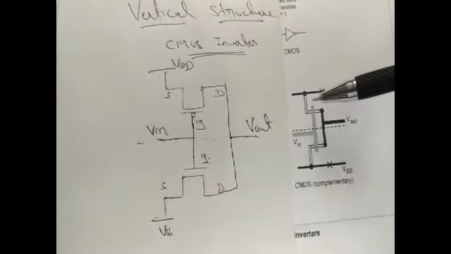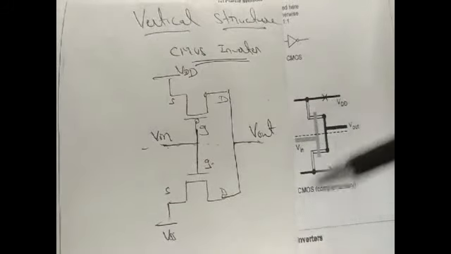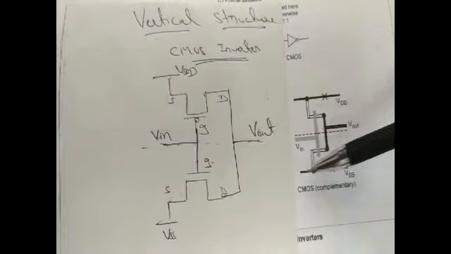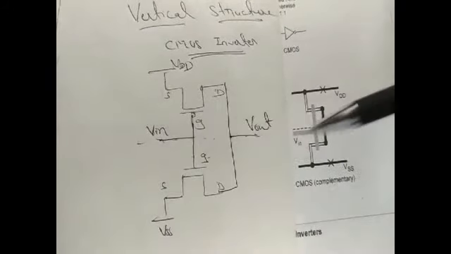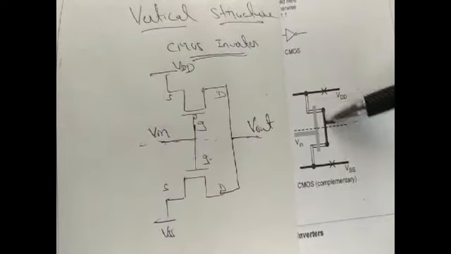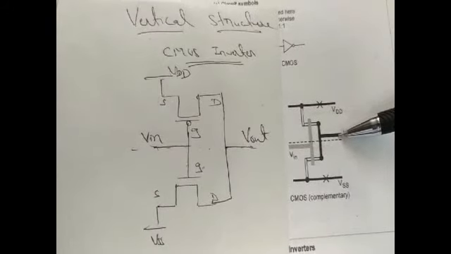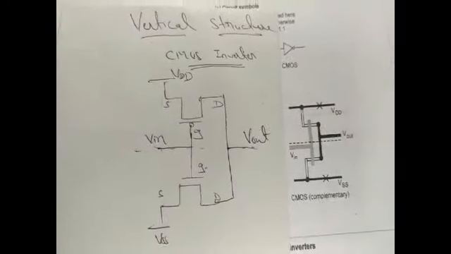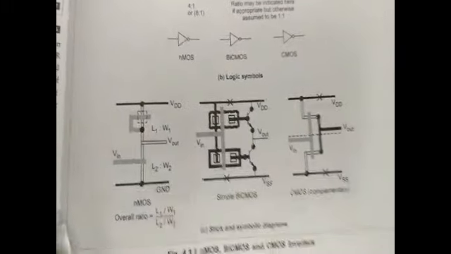So for Vin, the two gate regions are shorted and Vin is given. For the source region VDD is connected, and for the source region of the NFET VSS is connected. See here, the two drain regions are shorted and taken as the output. So this one is your CMOS inverter. These are the three structures, how it will look.